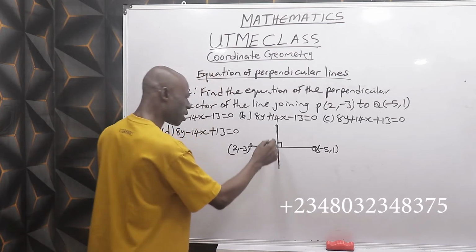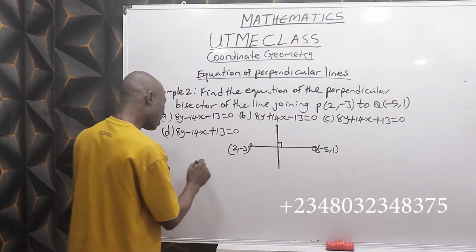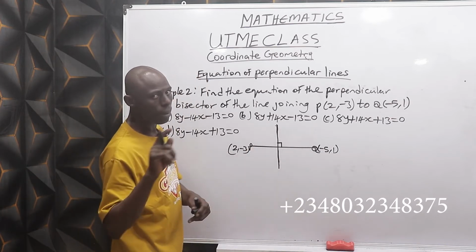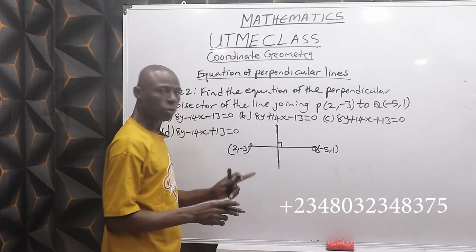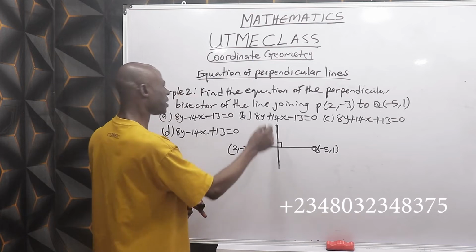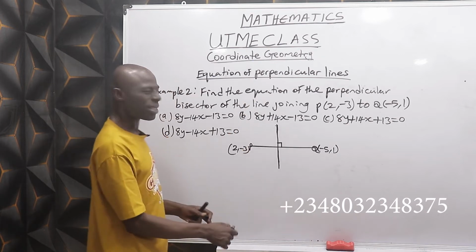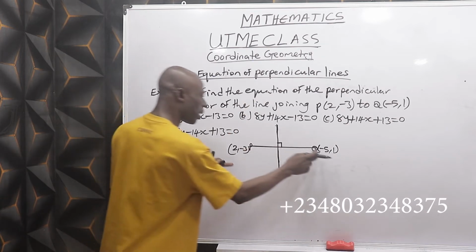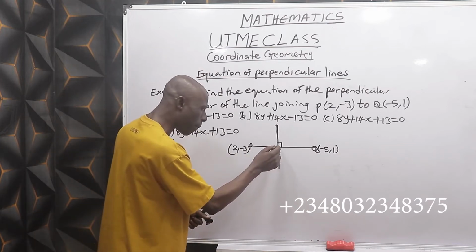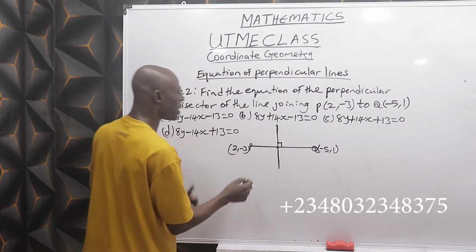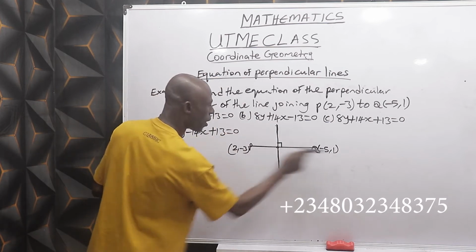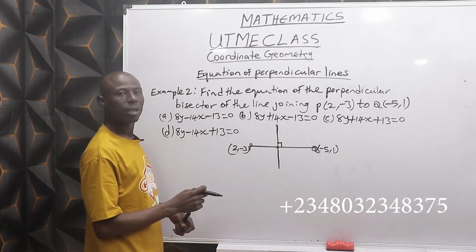The fact that it is perpendicular means that the product of the gradient of the line and the gradient of PQ will be negative 1. That's noticeable. Another thing to note is that the fact that it is a bisector means that it divides line PQ into 2 equal halves such that this point is the midpoint. So you need to find the coordinate of the midpoint. What is now the coordinate of the midpoint of this line PQ?